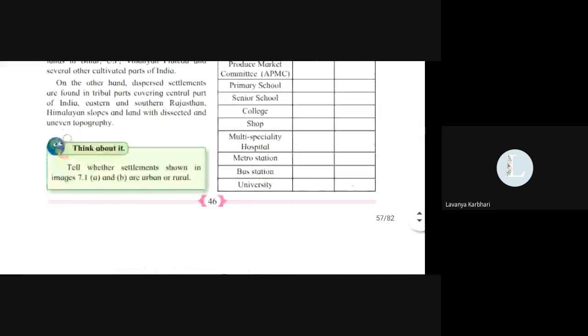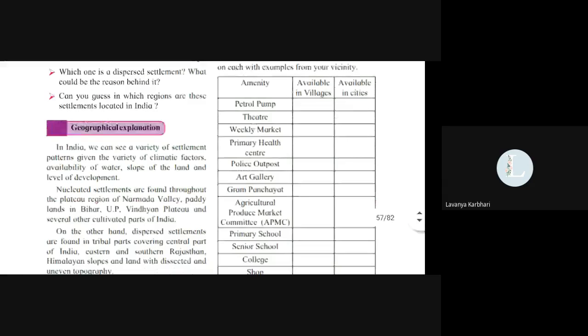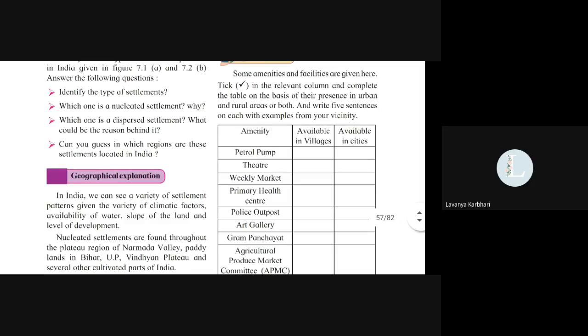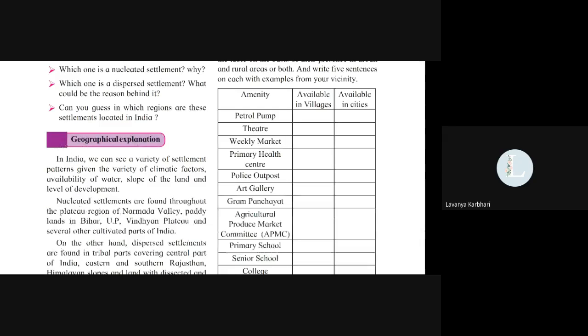Okay, they have asked you for some things. Let's recall. Some amenities and facilities are given here. Tick in the relevant column. Okay, it is work for you. Tick in the relevant column and complete the table on the basis of their presence in urban and rural areas or both. Okay. And write 5 sentences on each with an example from your vicinity.